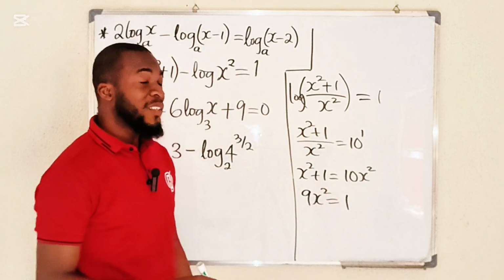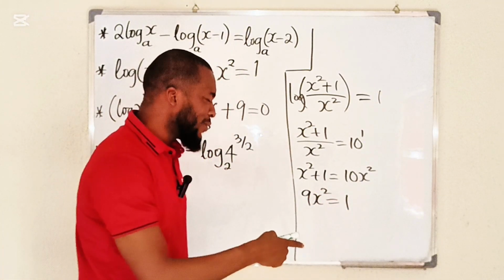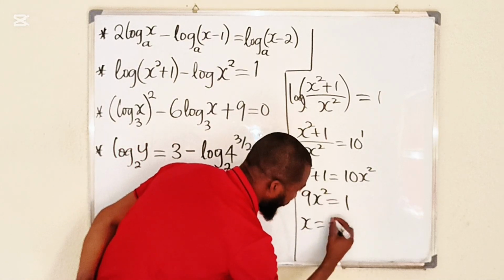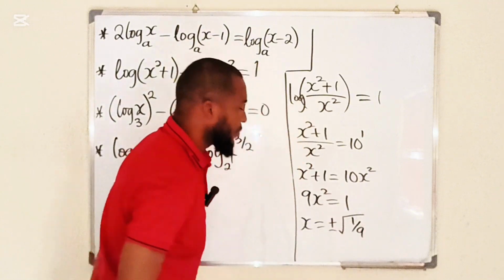You divide both sides by 9. Therefore, x squared will be 1 divided by 9. So I want to take the square root of both sides directly. So x will be plus or minus the square root of 1 divided by 9.